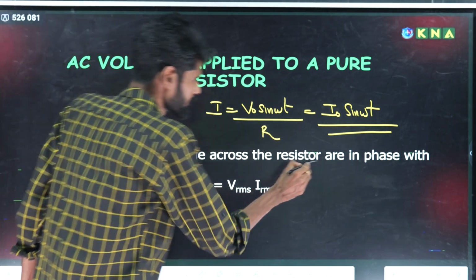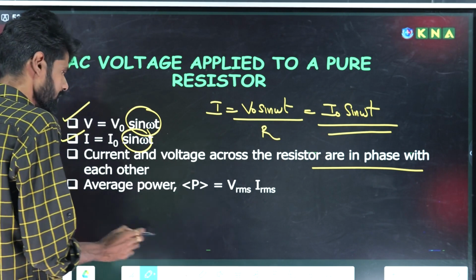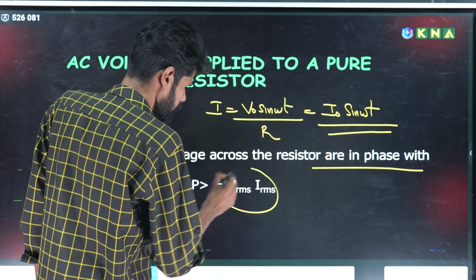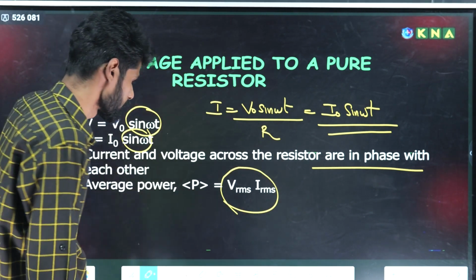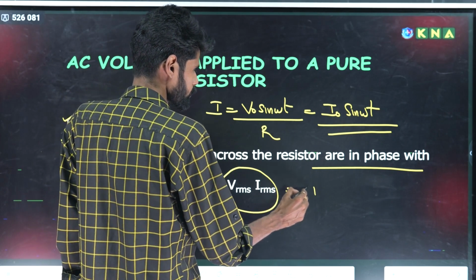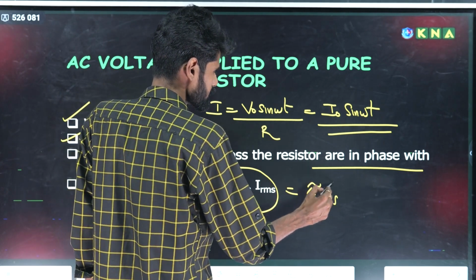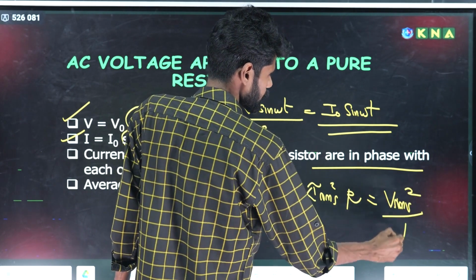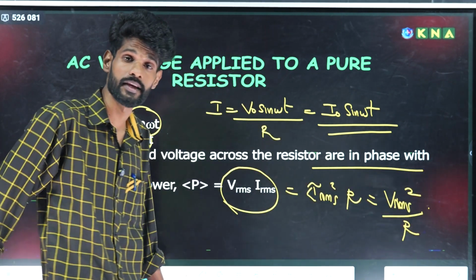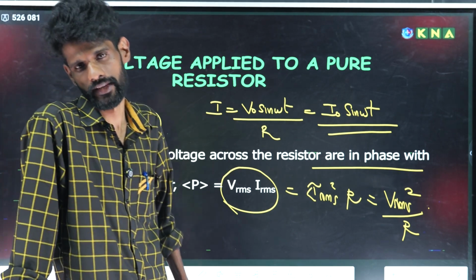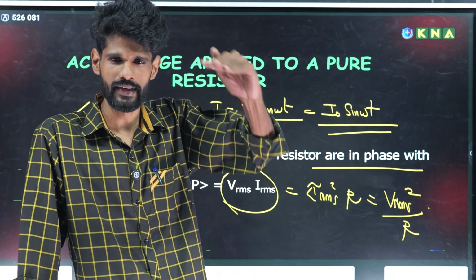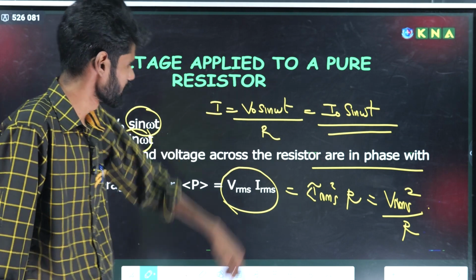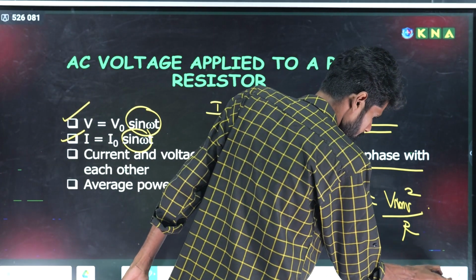Both are in phase with each other, and the average power P is equal to Vrms into Irms. That is also equal to Irms square times R, which is equal to Vrms square divided by R. That is the average power dissipated in a pure resistive AC circuit, dissipated in the form of heat. Okay, so that is AC applied to a resistor.